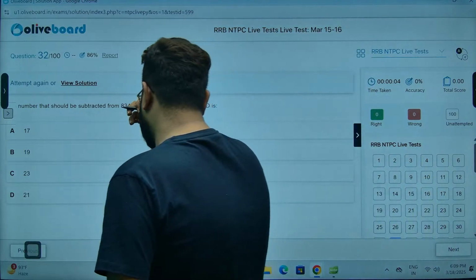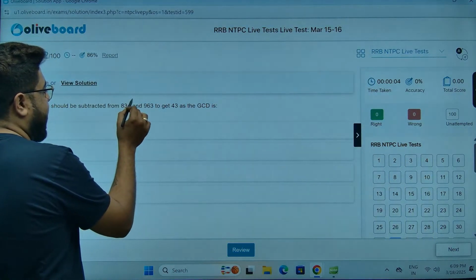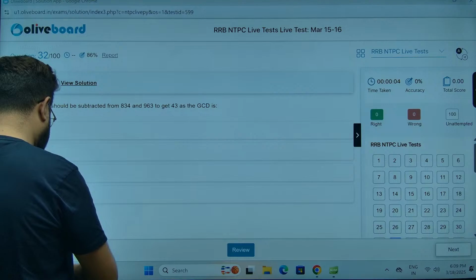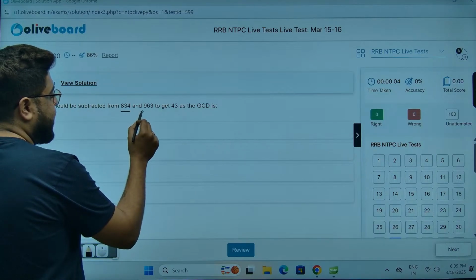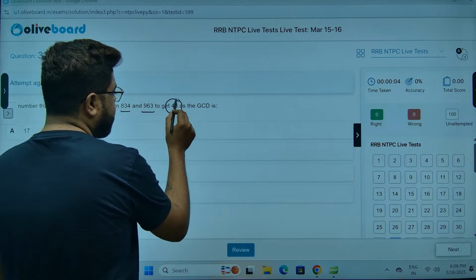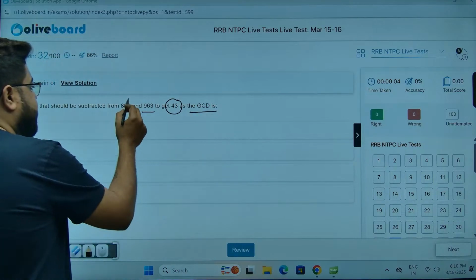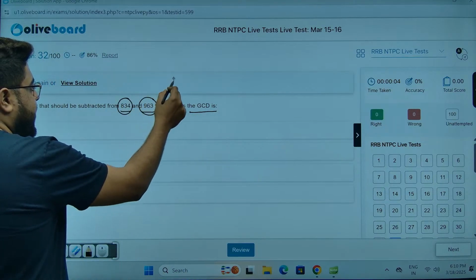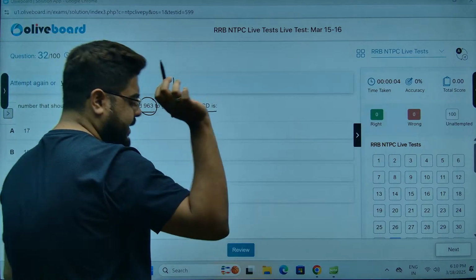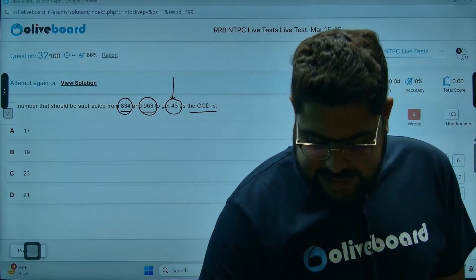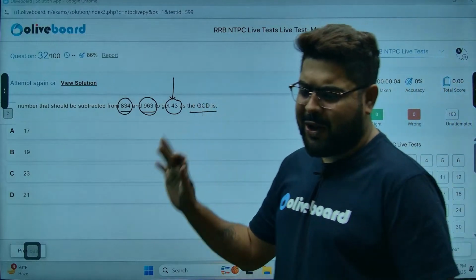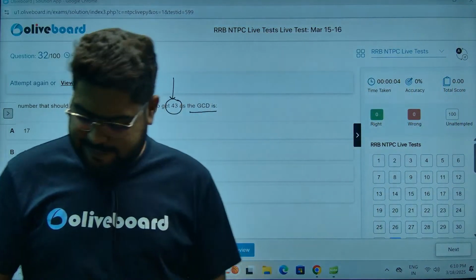The number that should be subtracted from 834 and 963 to get 43 as GCD. How much should I subtract from this and this so that I get this? GCD means nothing but HCF. Okay. Now, let's understand better. We will not do the technical stuff.